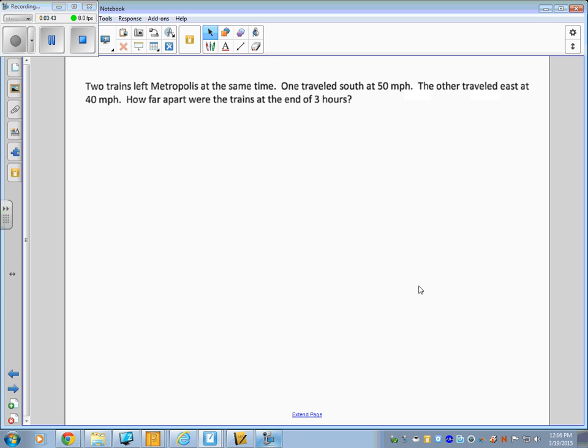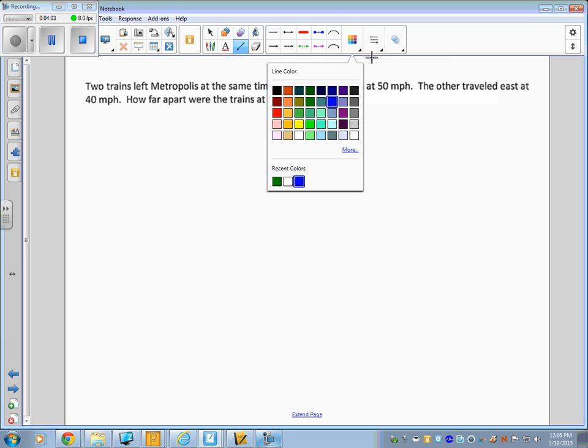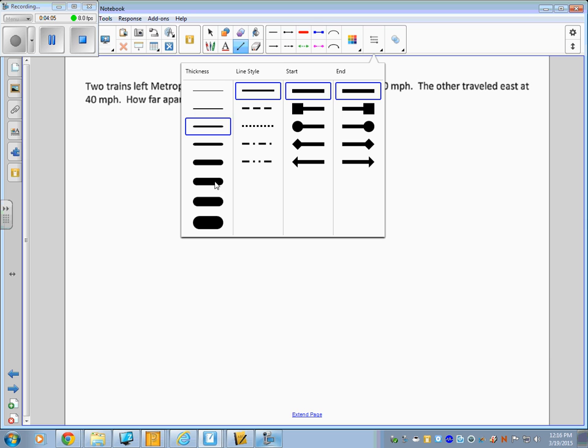Here's one final word problem. Two trains left Metropolis at the same time. One traveled south at 50 miles per hour, the other traveled east at 40 miles per hour. How far apart were the trains at the end of 3 hours? So we're going to have to make our own drawing for this one. We'll put one line that represents the train going south.